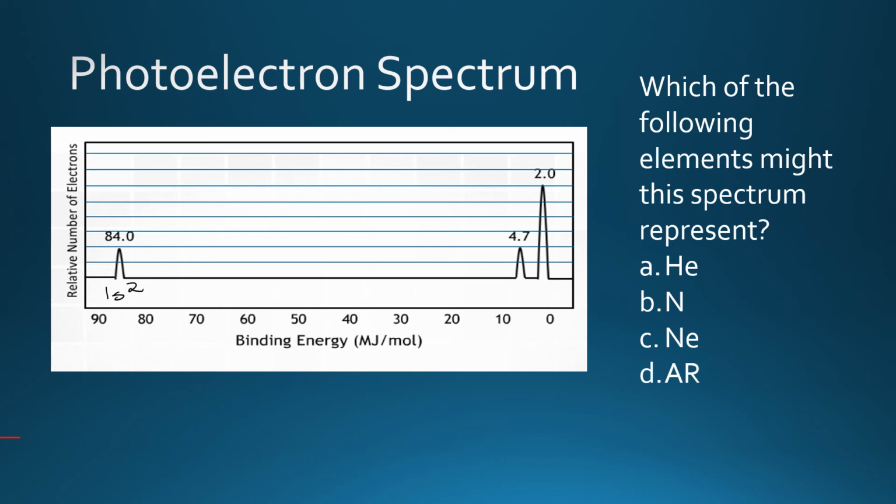So after the 1s, you have 2s. It's about the same height, so it's 2s2. The 4.7 is the kilojoules per mole, the binding energy, so much easier to remove. And now looking at the next one, if you look at the lines, we have 2, 4, 6 lines, so that should be 2p6. And the element that has that configuration would be neon.